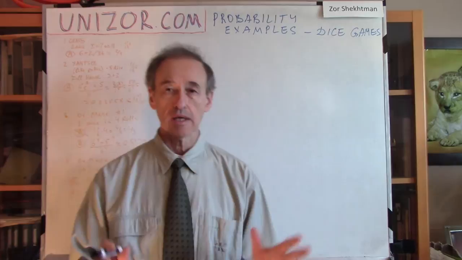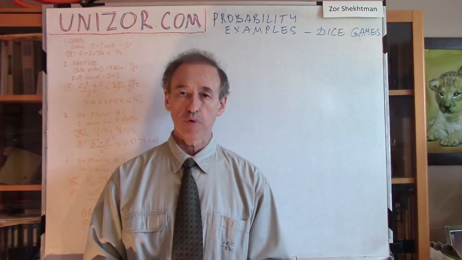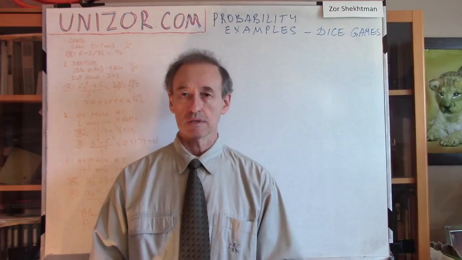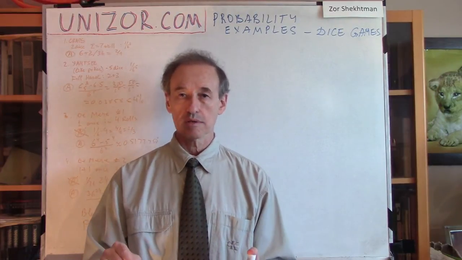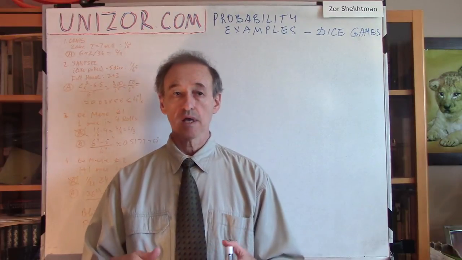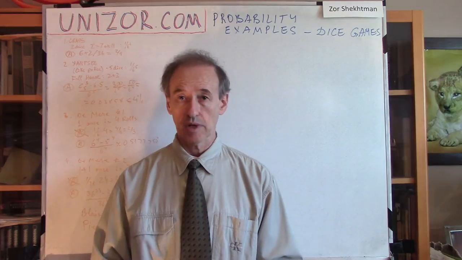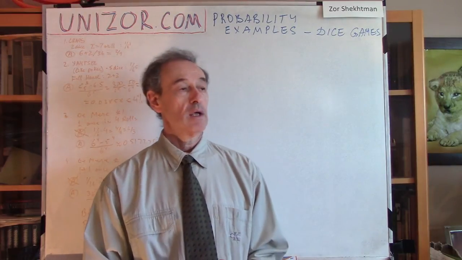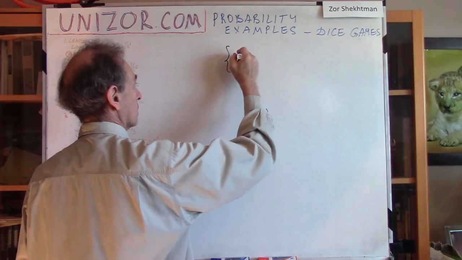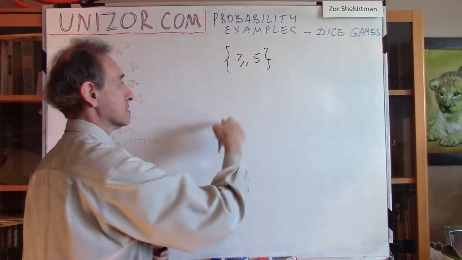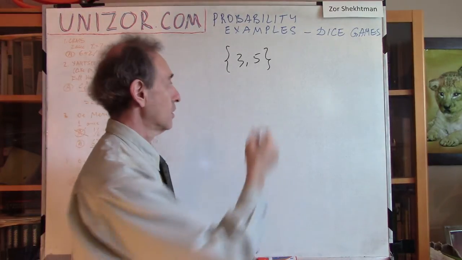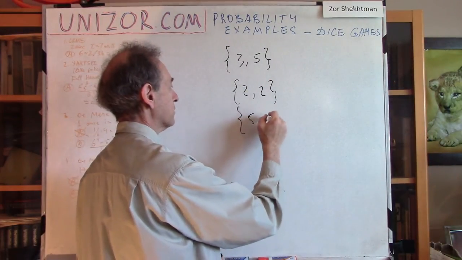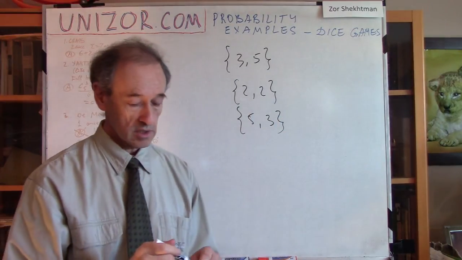As I was saying before, what's extremely important in all these problems is to establish what my elementary events are. If you are rolling two dice, every combination of two numbers on one dice and on another dice represents an elementary event. These elementary events are all different, obviously, because we are talking about different pairs of numbers. So for instance, 3 and 5: one dice is 3, another is 5. That's an elementary event. Elementary event 2 and 2, that's another elementary event. Elementary event 5 and 3, which is different from 3 and 5, by the way. So these are all elementary events.